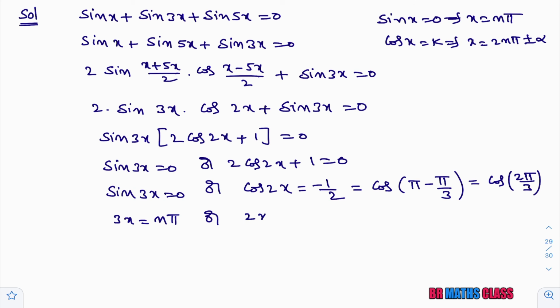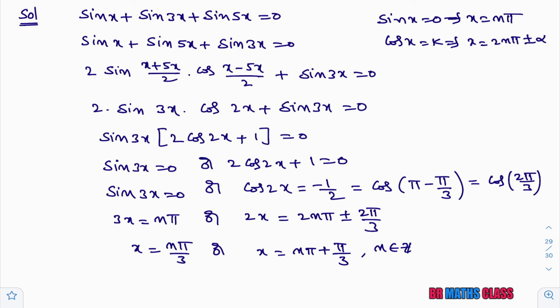So here what can I write? 2x equal to 2n pi plus or minus alpha. What is alpha? Alpha is 2 pi by 3. So what is x? x equal to n pi by 3 or x equal to n pi plus or minus pi by 3. Here n is an integer. So what is the general solution for the given trigonometric equation? n pi by 3 or n pi plus or minus pi by 3, where n is an integer.